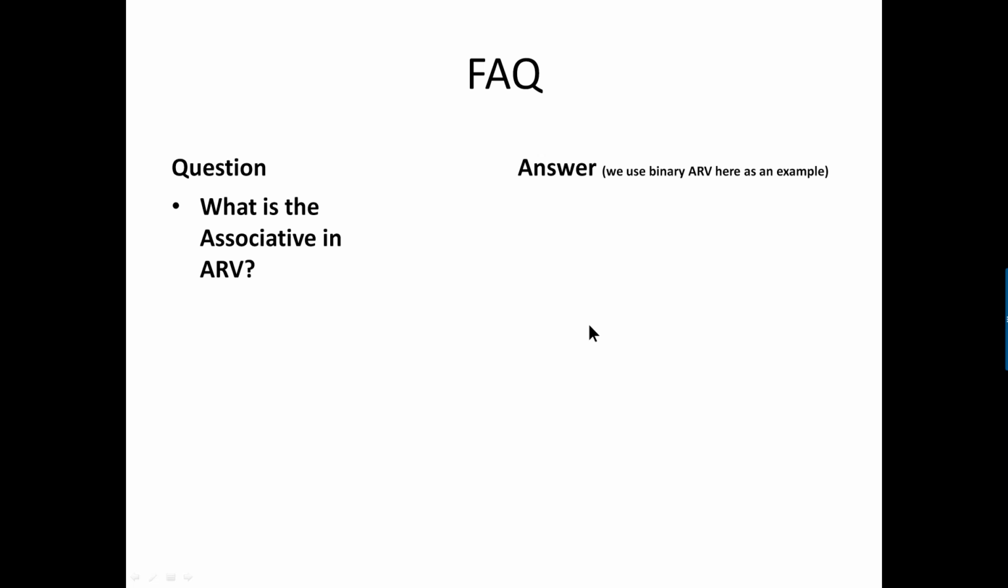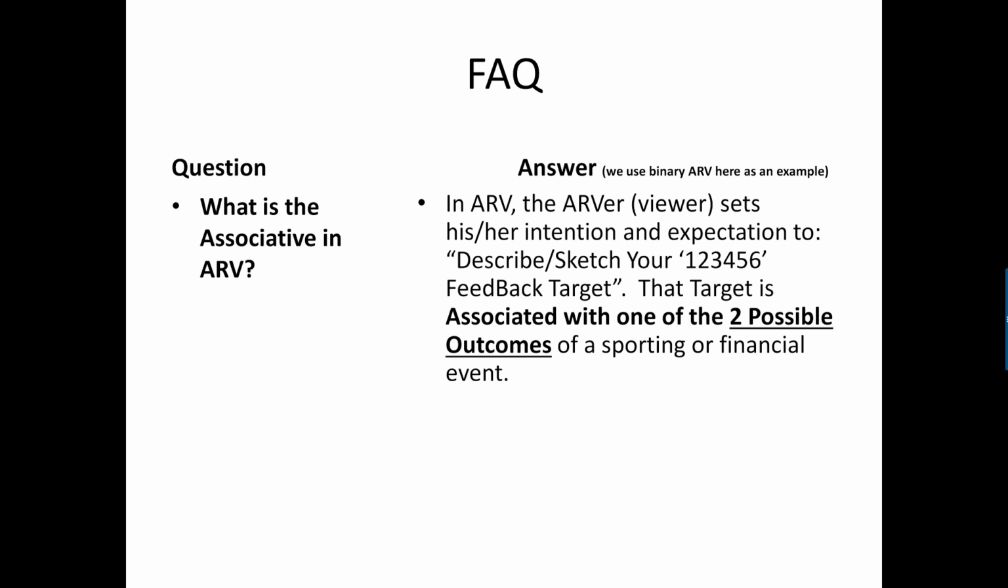What is the associative in associative remote viewing? What does that really mean? Okay, so in ARV, the ARVer, the one who's doing the ARV, and we usually call that person the viewer, and that makes sense because that's the person that starts out doing remote viewing, but it's also the person that does the feedback session for sure. Those are always the same person, but we'll call them the viewer. Sets his or her intention and expectation to describe and sketch. So this is the quote. They get describe and sketch your, and of course this is an example coordinate, your 1, 2, 3, 4, 5, 6 feedback target. Now, that's what they're intending to do. That's the tasking. That's the cue.